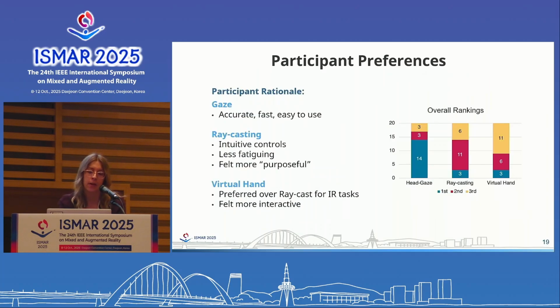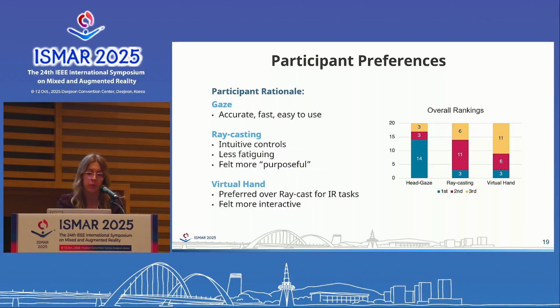At the end of the experiment, we asked participants to rank each selection technique. Overall, head gaze was most preferred, followed by ray casting. Participants provided a rationale for why they chose their preferred technique. Participants who preferred ray casting over head gaze felt the controller was more intuitive and less fatiguing to use. One participant stated selecting with the controller felt more purposeful.